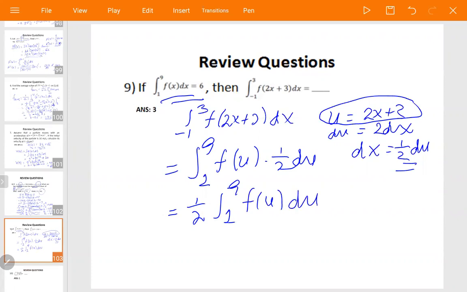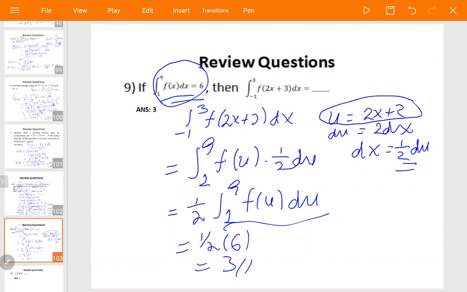But what can you say about this integral? Eman, what is this integral? The integral from 1 to 9 of f of u du, except for what? Yes, the variable. So, good. Half of 6. That is what? 3.